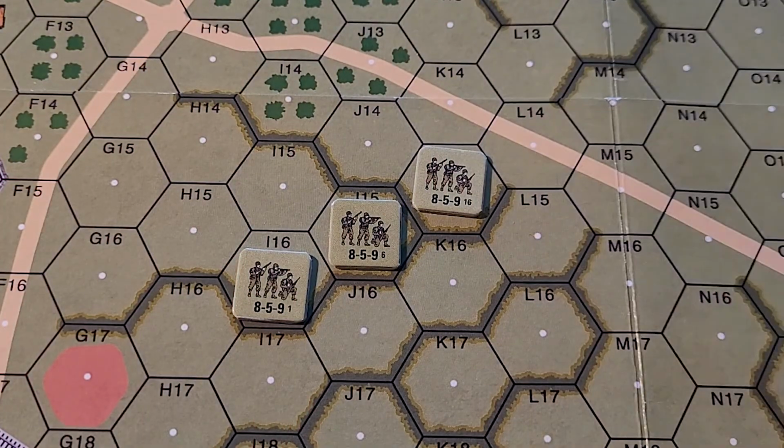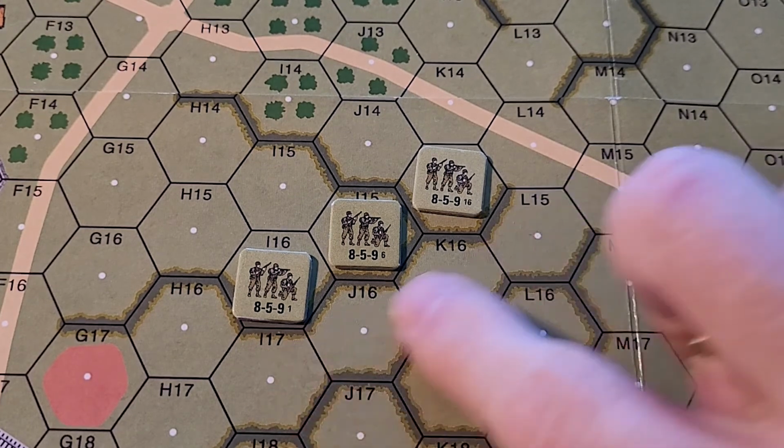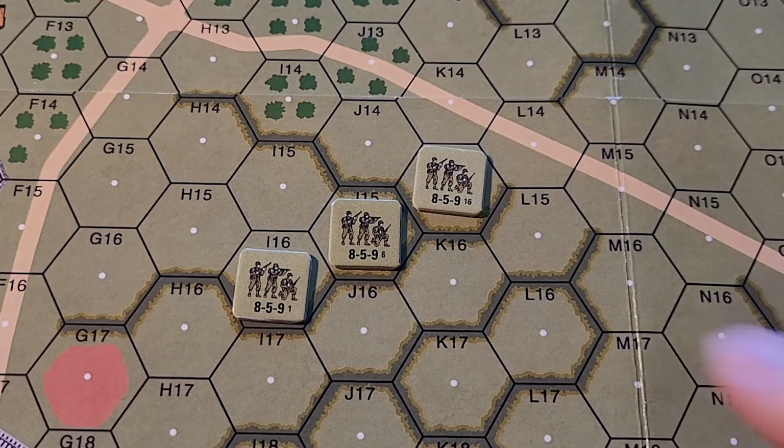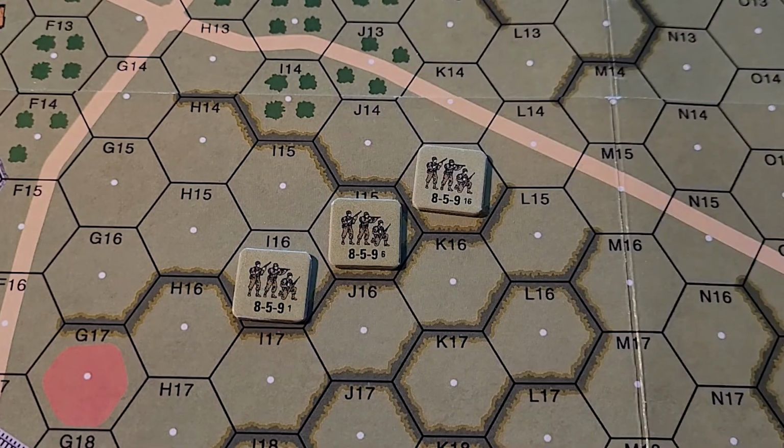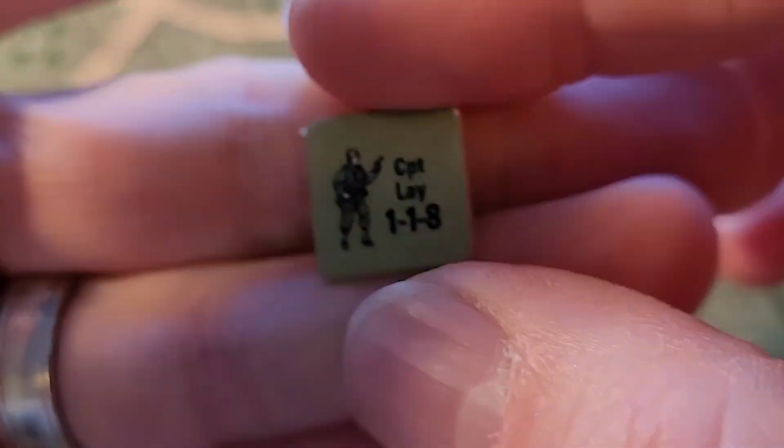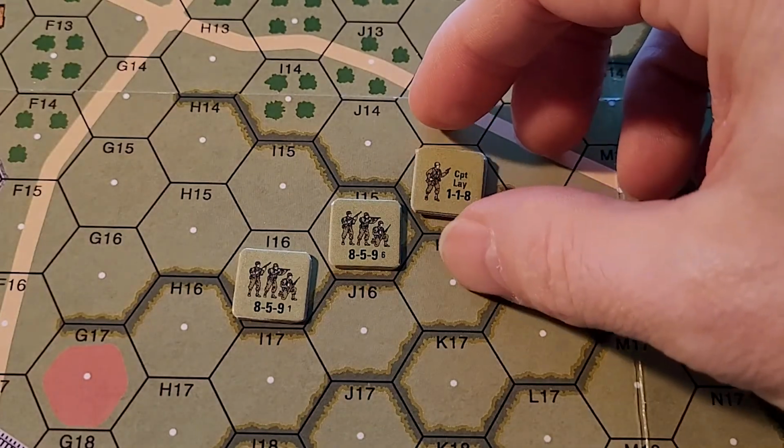So I have gotten things set up for a multi-hex platoon movement. A couple of things that you need to have for a multi-hex platoon: the units must be adjacent to each other, and you can have no more than 3 hexes in a platoon movement. One of the other requirements is you have to have a leader in one of the 3. You don't have to have it in the center, but you do have to have it in one of these 3 squads. It has to have a leader. So we've got Captain Lay, who is going to be in here.